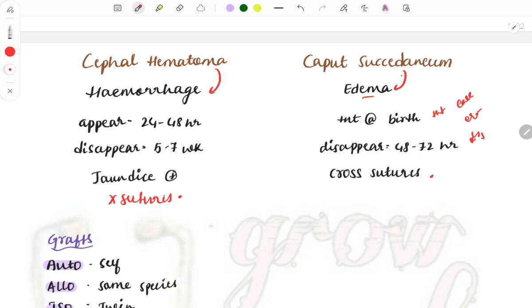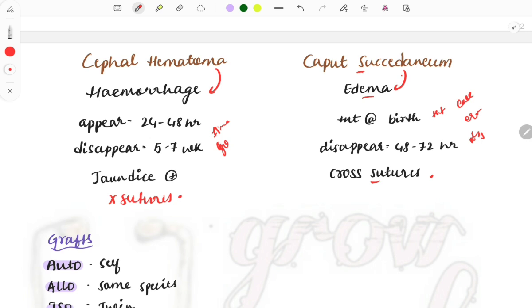But in cephalhematoma it will take time to appear and also take time to go, like 5 to 7 weeks. And another important differentiating factor is the sutures. So if it crosses sutures, it is caput succedaneum, and if it does not, then it will be cephalhematoma. So you can remember S for sutures, S for succedaneum. So succedaneum will cross sutures, cephalhematoma will not.